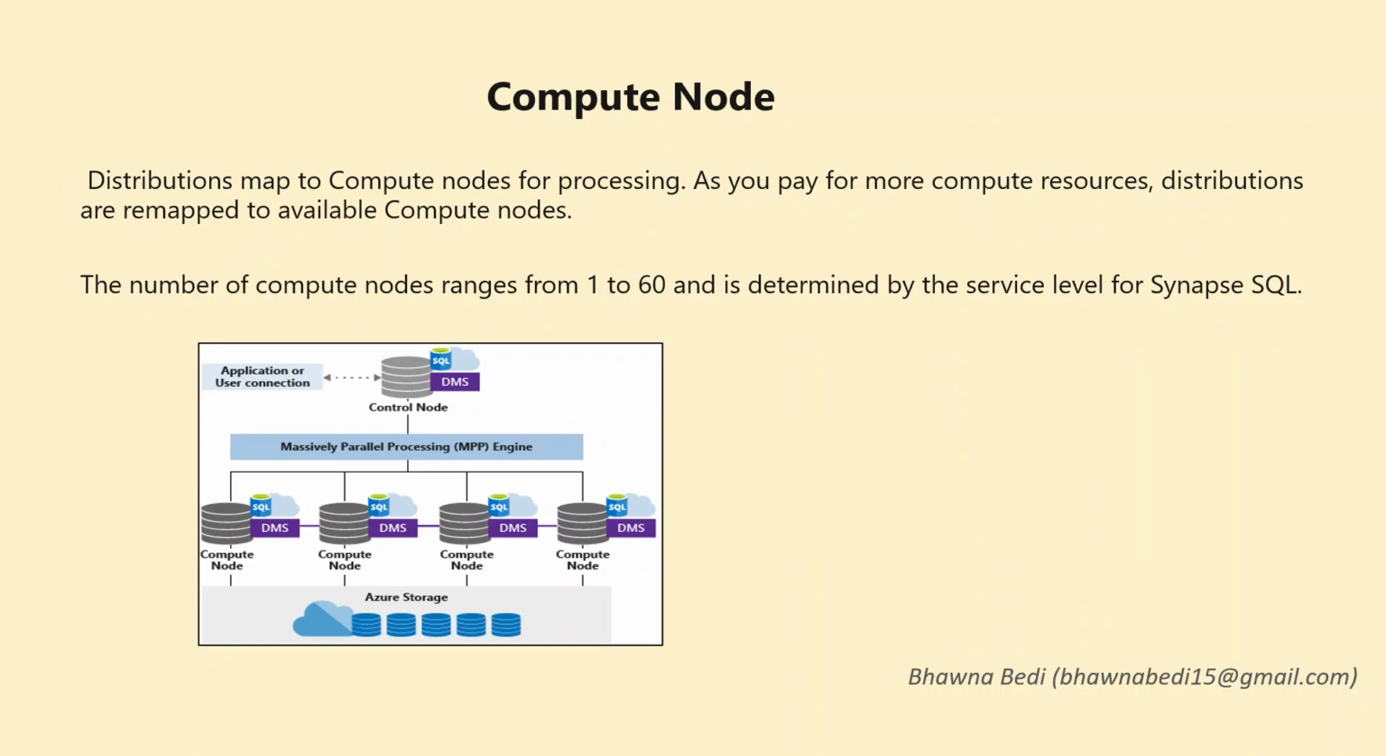Now we have the compute node. The compute node is basically your computational power. The number of compute nodes ranges from 1 to 60. I will talk in more detail about the data distribution inside the compute nodes. We have different types of distributions available, and we'll talk about that in the coming slide. When you talk about compute nodes, you are doing the parallel processing over here, and you pay for the compute that your data utilizes while computing.